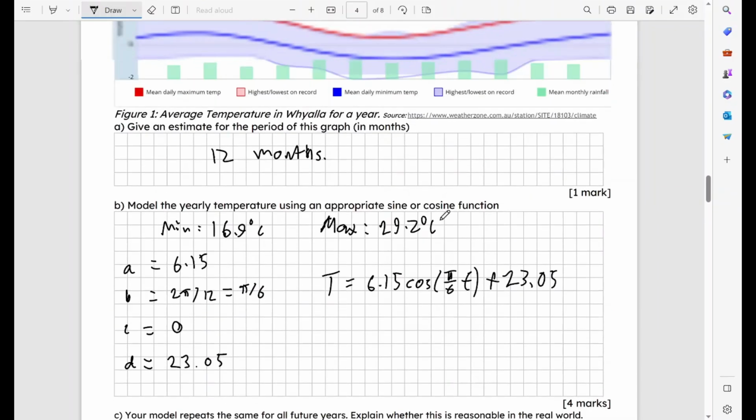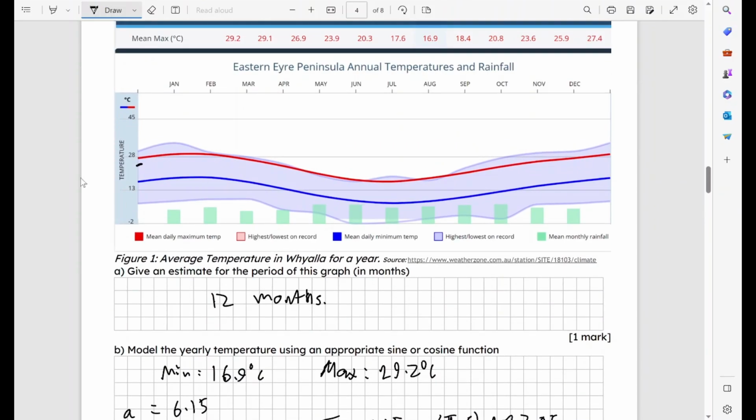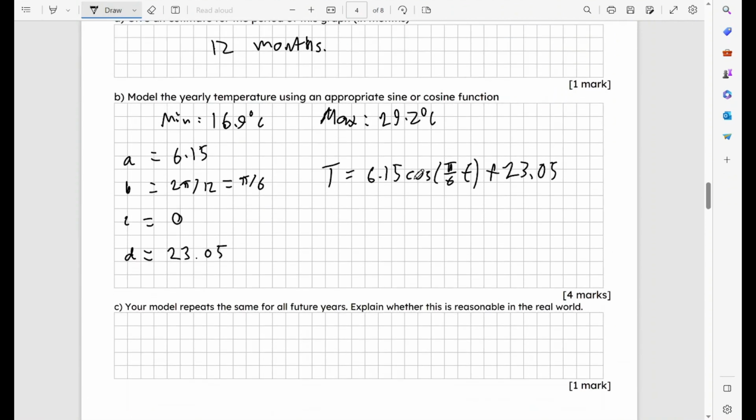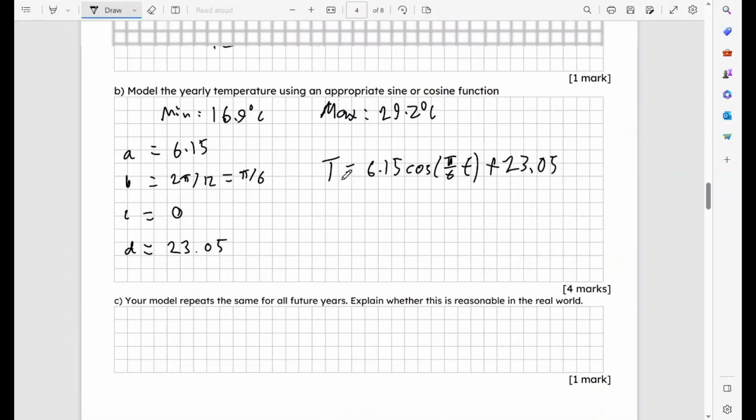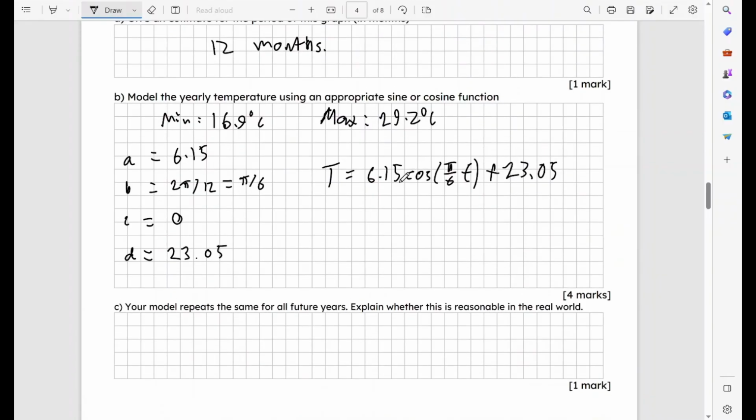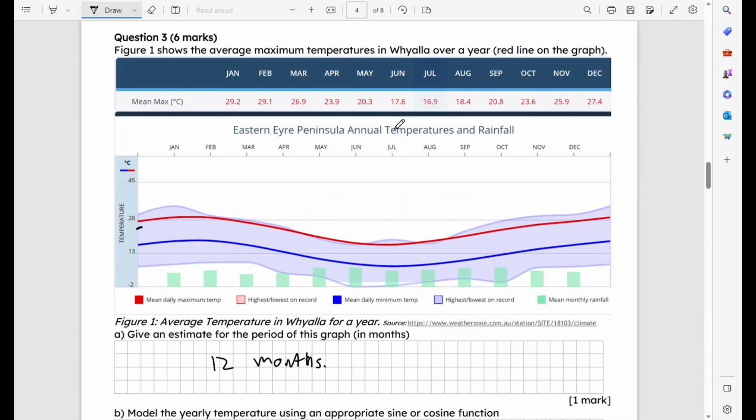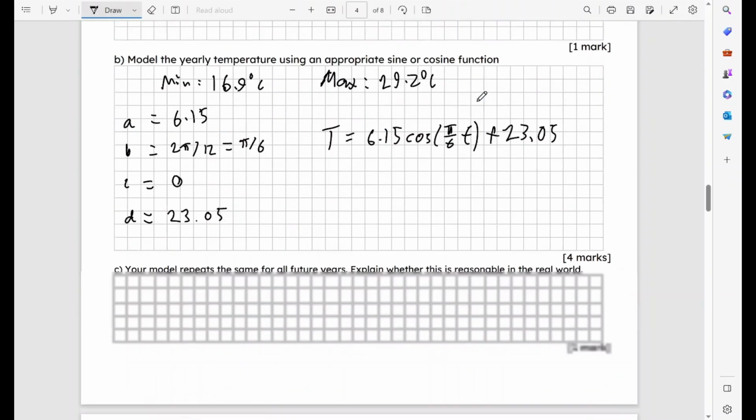Now, if you had something a little bit different, as long as you still get the same graph, you will get the same answer. For example, you could have modeled this with a sine function and a different C value. Or if your numbers were slightly different, that's okay. But the super A-level answers would be using these numbers here, because the 16.9 in July corresponds to that 16.9 there. So understanding the relationship between the graph and the numbers is very important.